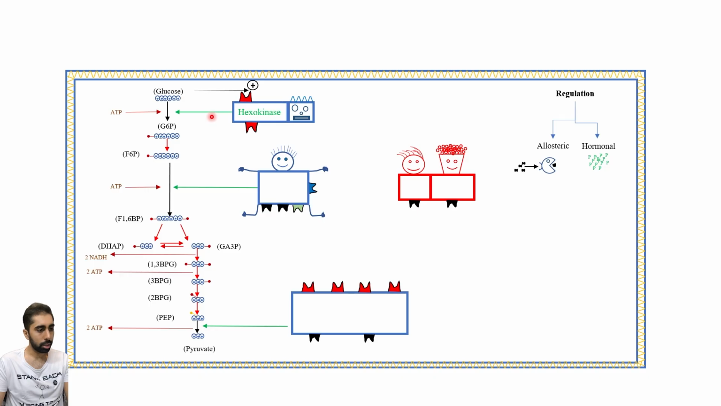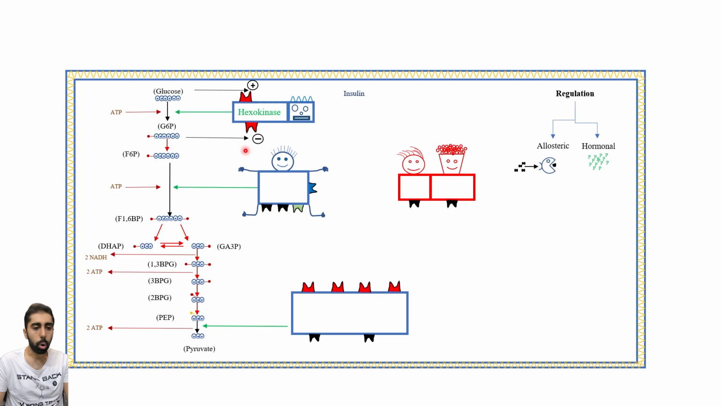Let's talk about it in another way. If we have a large amount of glucose 6-phosphate, is it necessary to turn glucose into glucose 6-phosphate? No, because we already have a lot of them. So glucose 6-phosphate can be an inhibitor. It can allosterically inhibit hexokinase.